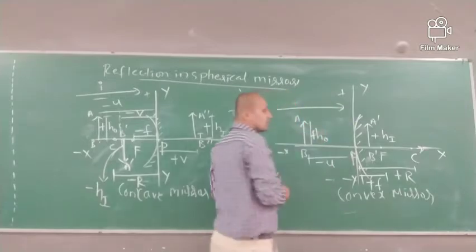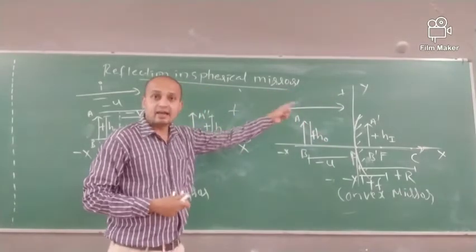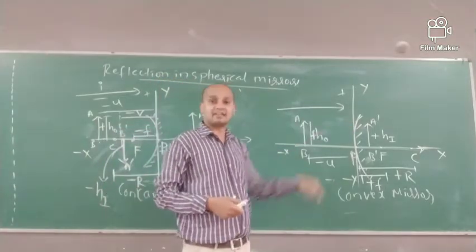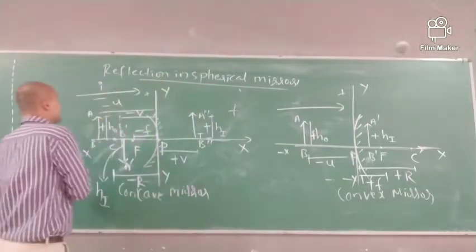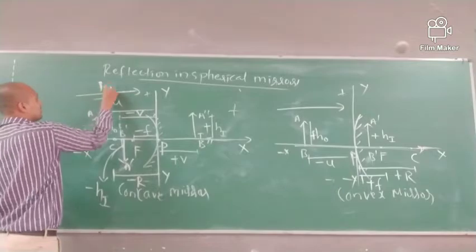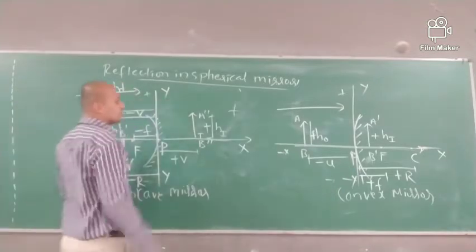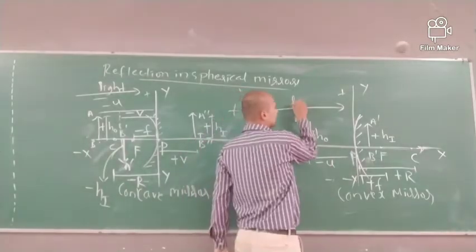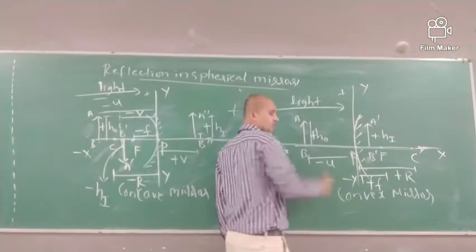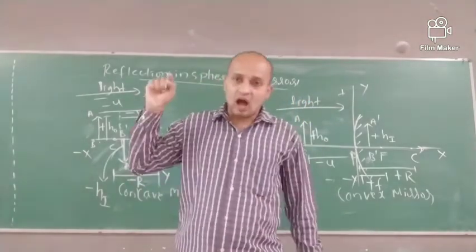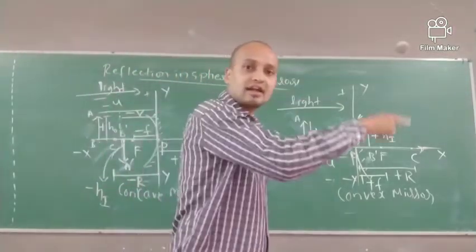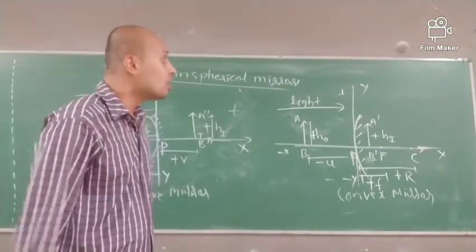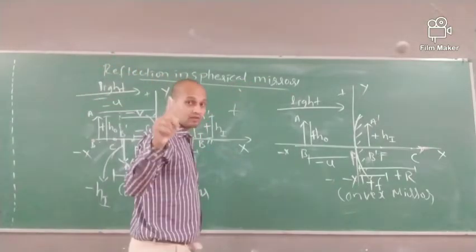Incident ray, in the direction of incident ray, I will take a sign convention as positive side. Now light is coming this side, so I am taking this side as the positive side. Here also light I am taking, this is the first point. Wherever the light is getting incident on the mirror, in that direction we must consider it as a positive side. That is very important, first point.